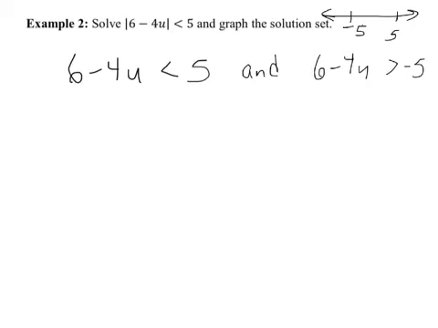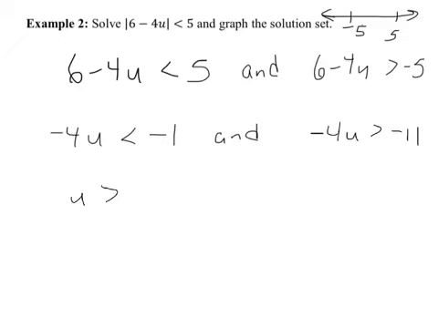Solve them separately. So we have negative 4u less than negative 1. And here, we're going to get negative 4u greater than negative 11. Dividing by negative 4, we have to think about the fact that we're dividing by a negative, so we have to flip the sign. So that becomes greater than. And then negative 1 over negative 4 is just a quarter, or 0.25. And here we're going to have to flip the sign also, so this is going to become less than. And 11 over 4 is approximately 2.75.